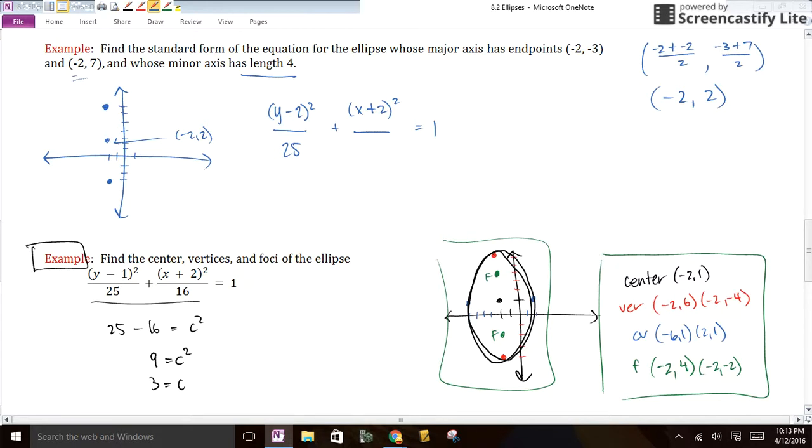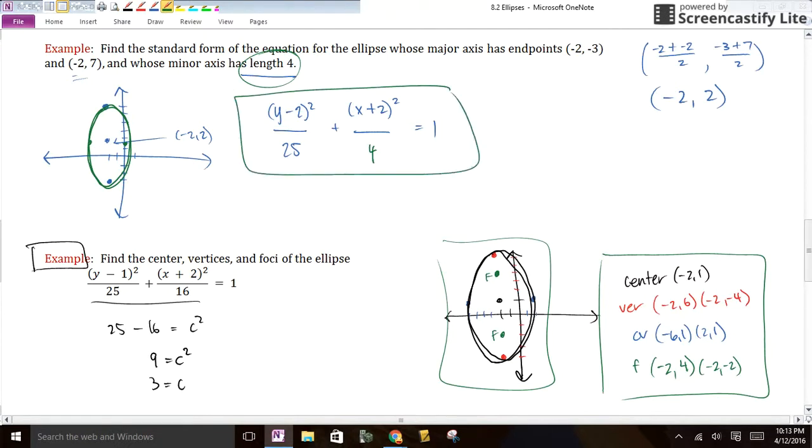Now I just got to figure out what to put in the x direction. Well, in the x direction, they tell me the minor axis length is 4. That means right 2 and left 2. So this ellipse looks something like this, right? And that means if I went right 2 and left 2, I went 2 squared, that is 4. I'm going to put a 4 under here and bam, done. Just graphed it for you. Just got the equation.